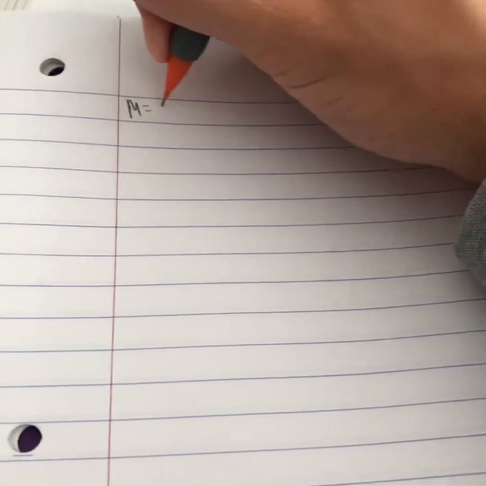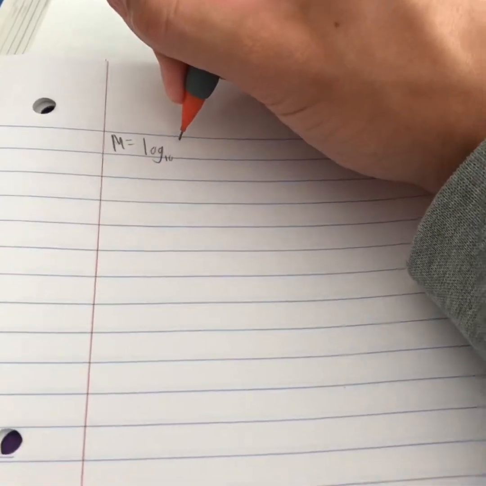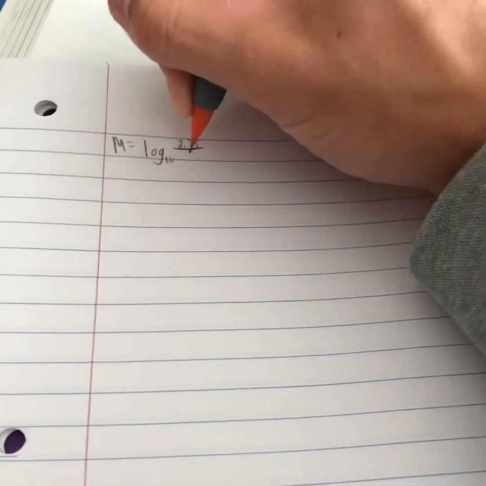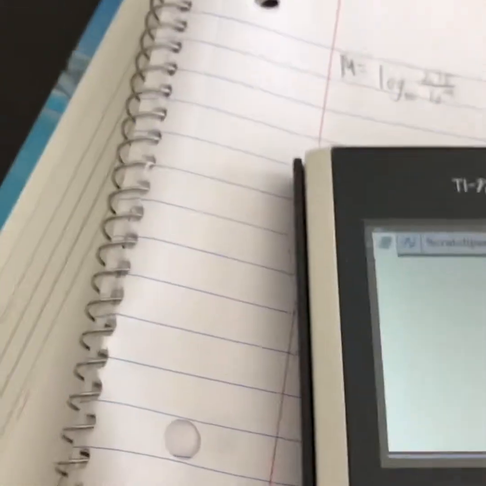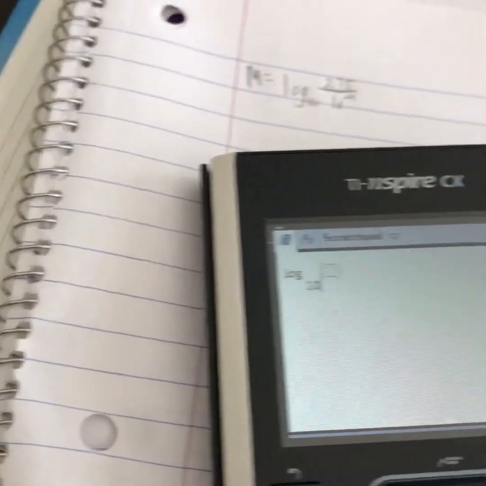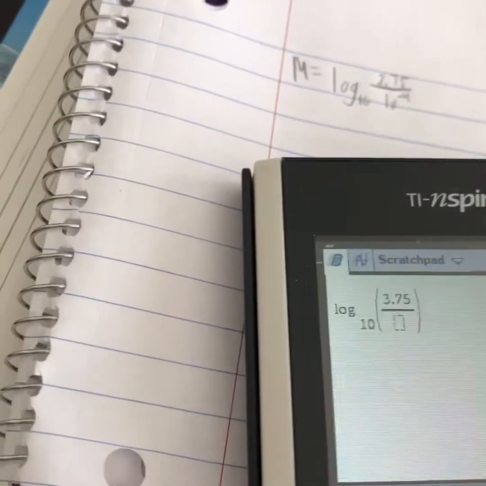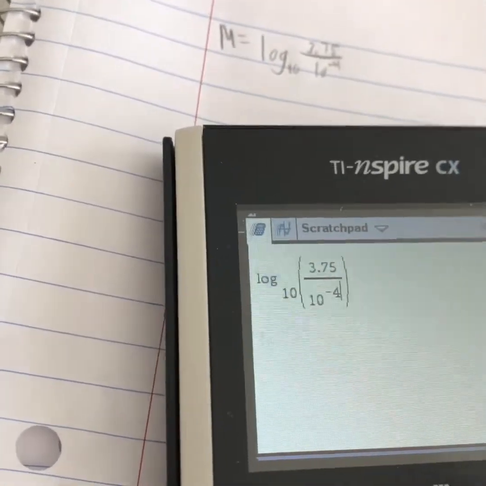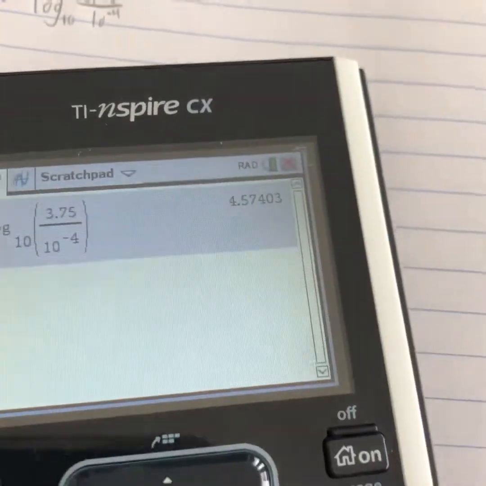So we are going to take what it gives us and plug that in for I, so we'll have M equals log base 10, we already know that, it's the standard, you don't have to put that, and then the 3.75 over the standard of an earthquake, which is 10 to the negative fourth. And real quick, put that in our calculator. So we have log base 10 of 3.75 over 10 to the negative fourth, and that gives us 4.57, which we can round to 4.6.